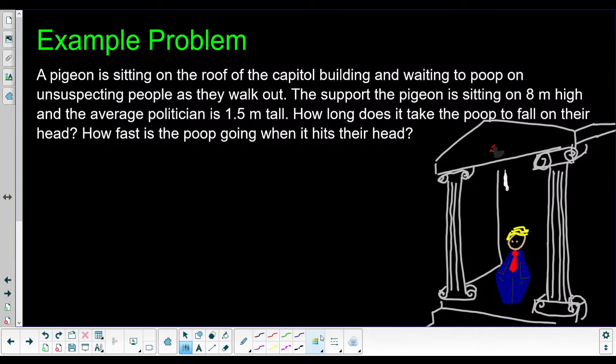So a pigeon is sitting on the roof of the Capitol building and waiting to poop on unsuspecting people as they walk out. The support the pigeon is sitting on is 8 meters high, and the average politician is 1.5 meters tall. How long does it take the poop to fall on their head? How fast is the poop going when it hits their head?